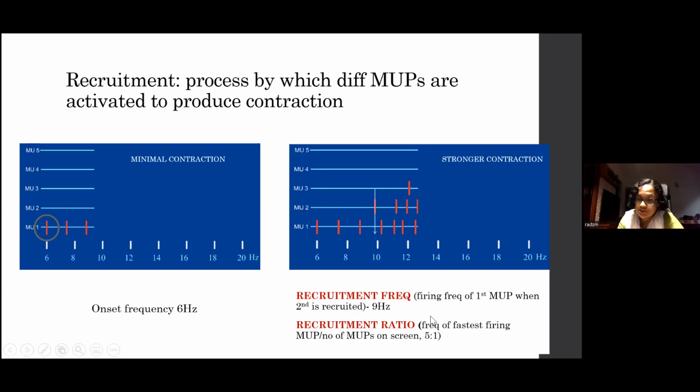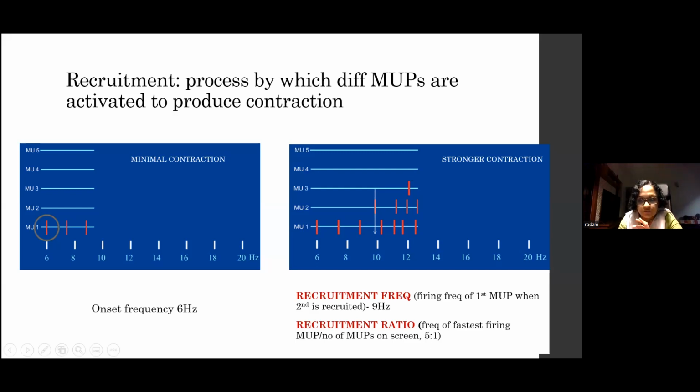So recruitment ratio is another concept. That basically is the frequency of the fastest firing motor unit potential. So for all the potentials on the screen, the one that is firing at the highest frequency, that frequency divided by the number of motor unit potentials that you actually see on the screen. So for example, here if it's about 12, maybe 13, not yet 13, so about 12 is the highest frequency for the first motor unit potential, and there are about 2 or 3 there. So it's just under 5, for example.